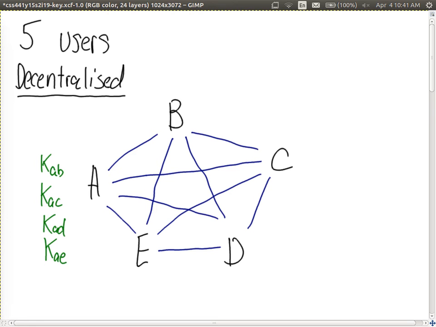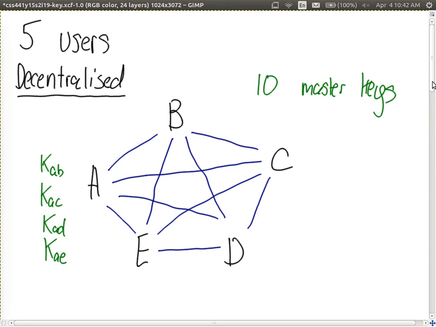So there are 10 master keys in this small network, simple case. Each user has 4 master keys, right? So each user has a master key with the 4 other users, but in total we have 10 master keys. As the number of users grows, the number of master keys in total grows rapidly.